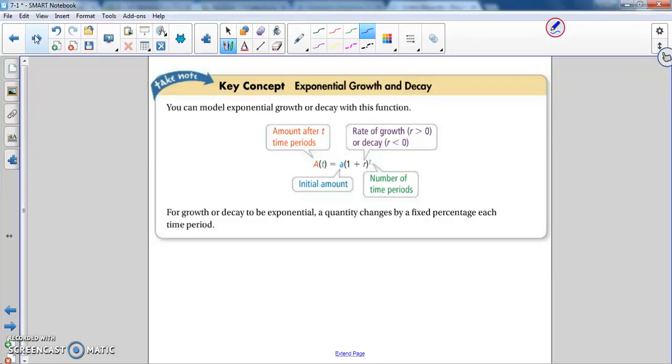We can model exponential growth or decay with this function: A of t is equal to a times 1 plus r to the t. A of t would be the amount after t time periods. a would be our initial amount. The rate of growth or decay would be r. If r is positive, then it would be growth. If r is negative, it is decay. And t would be the number of time periods.